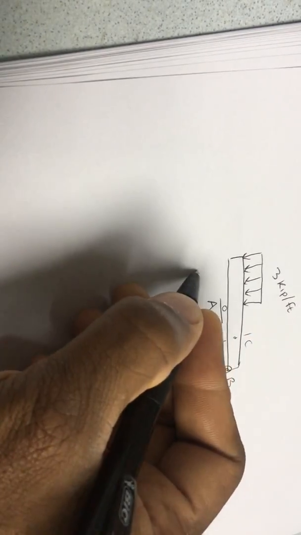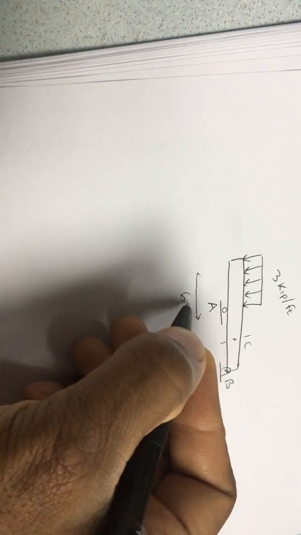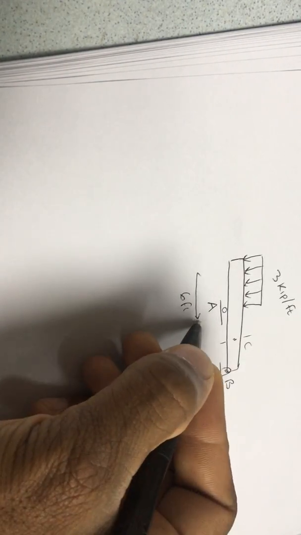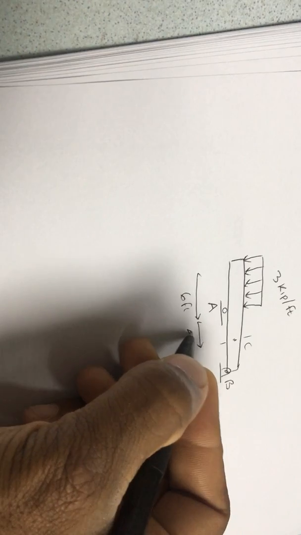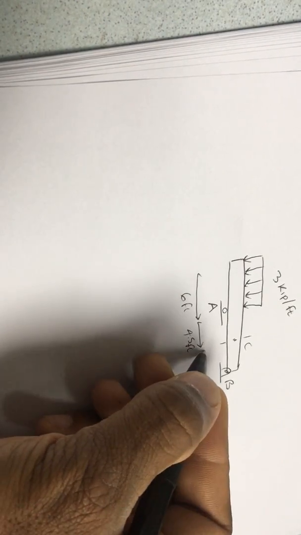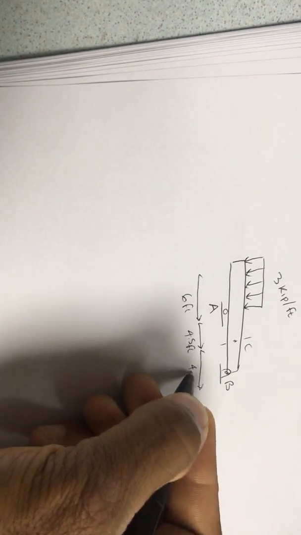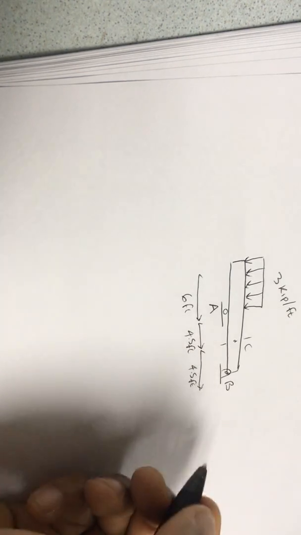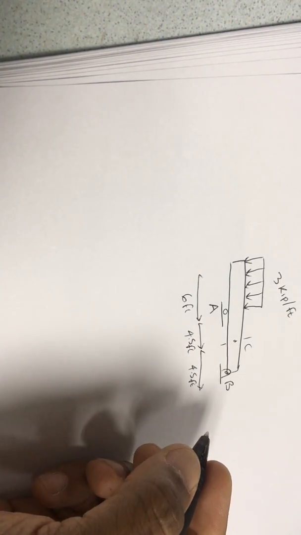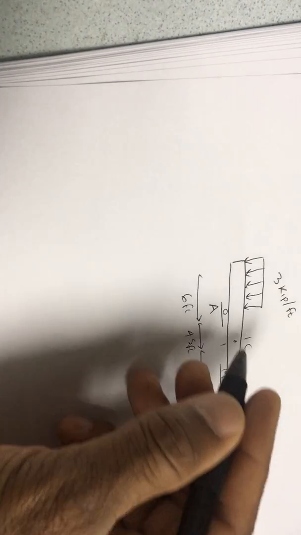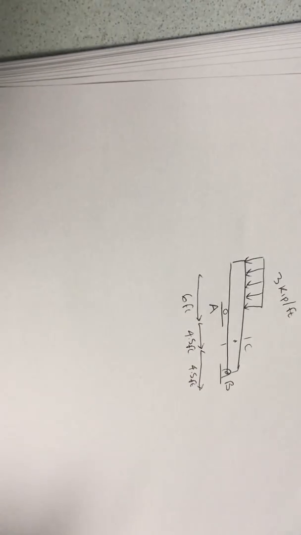And the measurements here are 6 feet. This is 4.5 feet. And this is 4.5 feet again, right? So what are the internal forces at C? How do we do this problem, right?